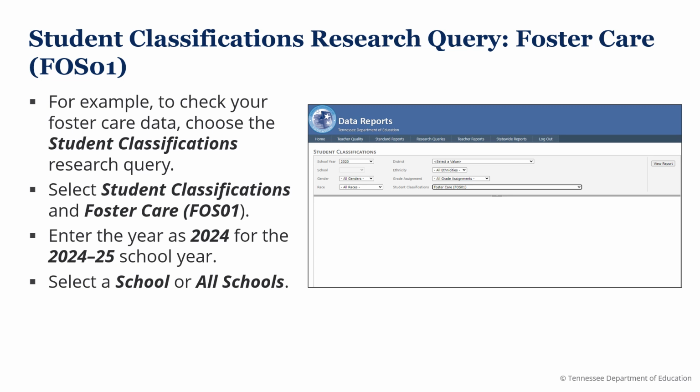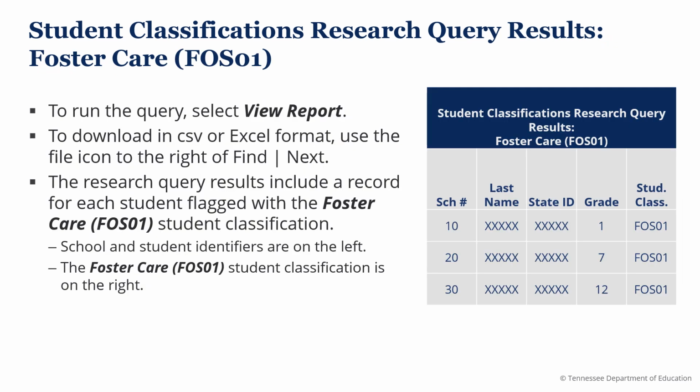To check your data using the student classifications query, for example, to check your foster care data, choose the student classifications research query. From the student classifications drop-down box, select foster care FALSO 1. Enter the year as 2024 for the 24-25 school year. For a school level report, select a school. For a district level report, select all schools. To run the query, select View Report.